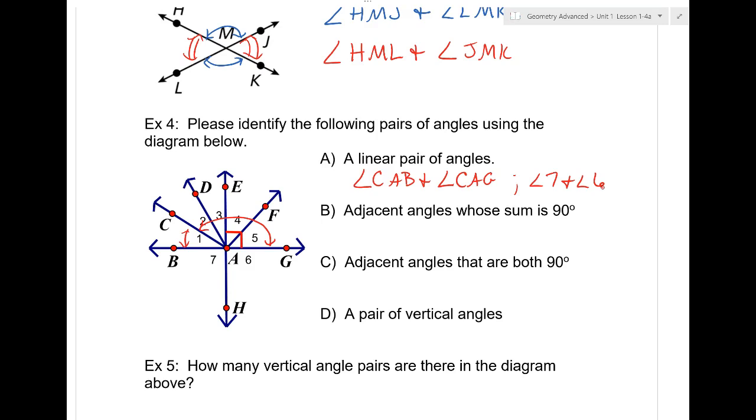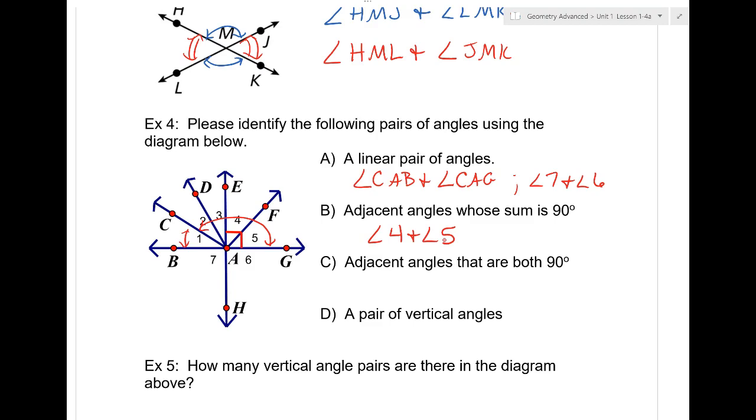All right, adjacent angles whose sum is 90 degrees. So I want two adjacent angles whose sum is 90 degrees on this one. Give me that, Trevor. Angle 4 and 5. Excellent. Guys, don't make it hard. Just remember, what does the box always mean?